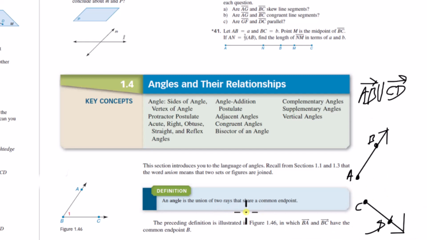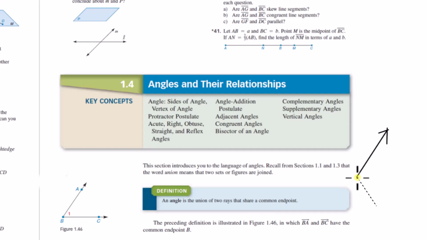Is that it? They need to share a common endpoint, so we need to do this. Now we've applied all of the constraints of the definition. Here we've got ray AB and ray AC, and the union of that, all of this taken together, is an angle. That makes sense.